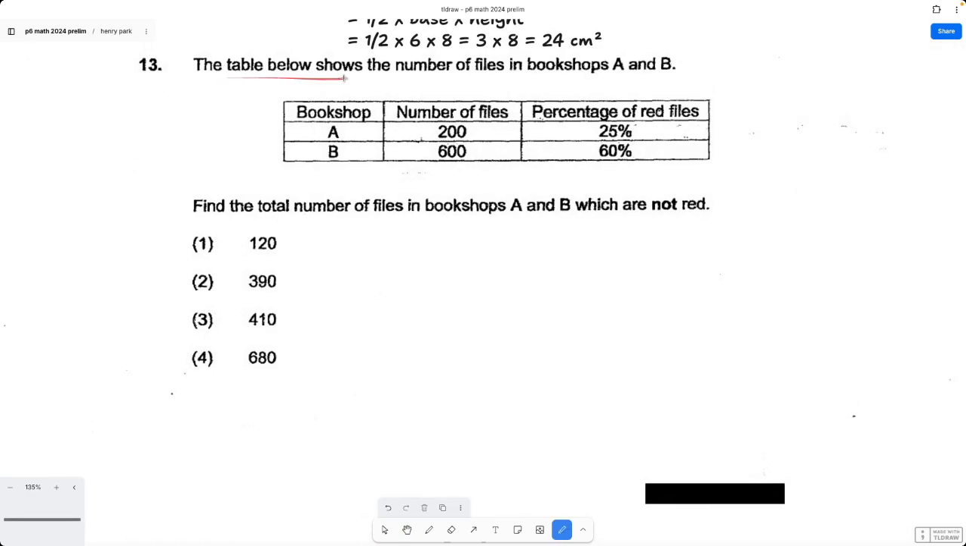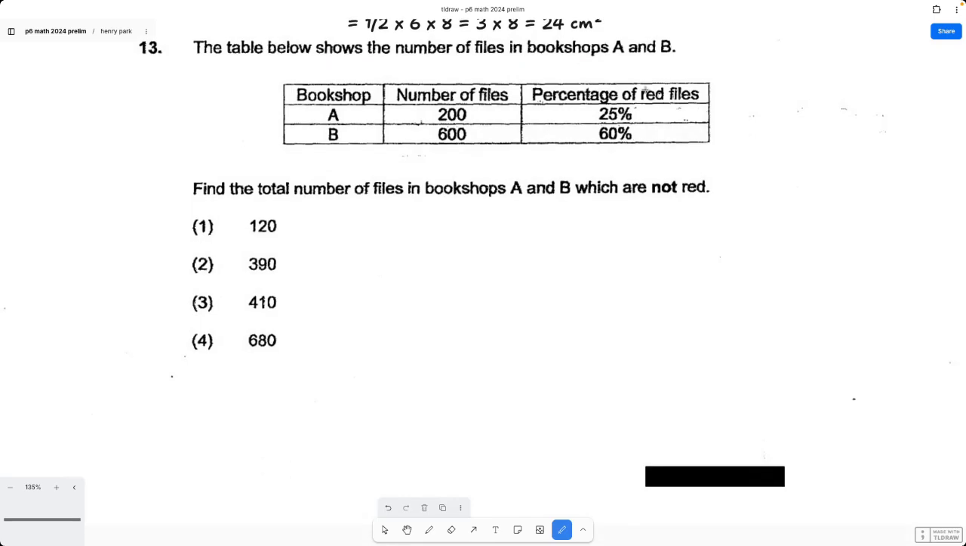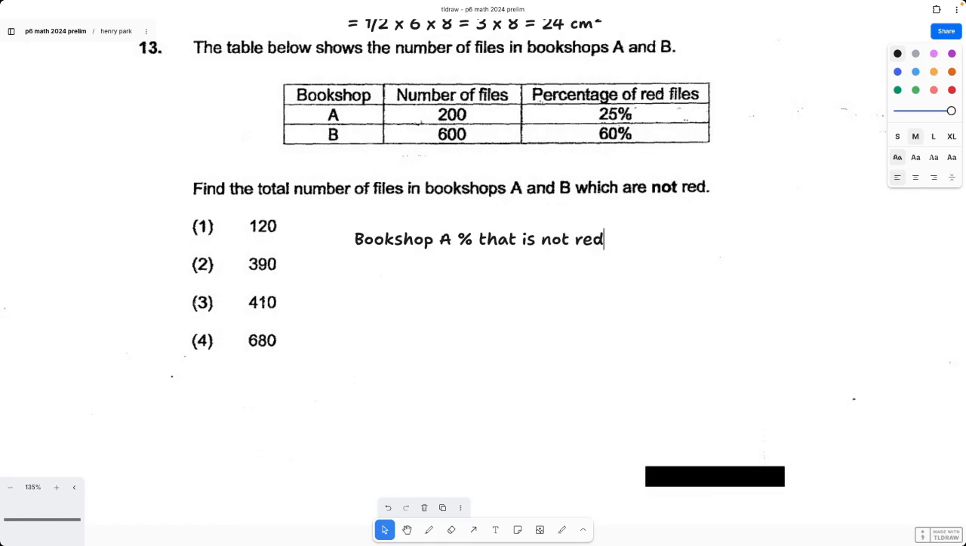The table below shows the number of files in bookshops A and B. So A and then percentage of read files and this. Find the total number of files in bookshop A and B which are not read. Okay, so bookshop A, that percentage that is not read is equal to 100 minus 25 equal to 75%. Okay, we're going to do the same with bookshop B. So bookshop B that's not read is 100 minus 60. This will give you 40%.